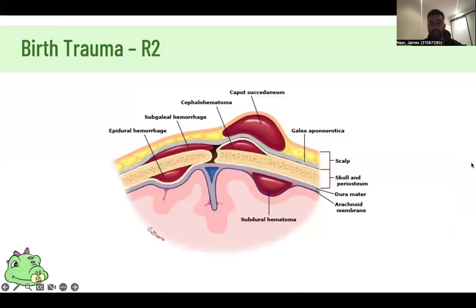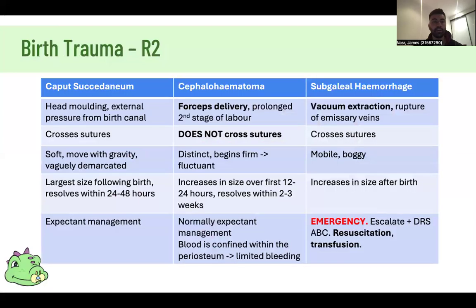Cool. The last thing to talk about is birth trauma. So I think having a look at this slide and trying to understand where each of the bleeds occur could be quite helpful, just because it will give you some info about which ones are more serious and which ones aren't. So the main three to differentiate between are caput, cephalohematoma, and subgaleal hemorrhage. And they're listed essentially in order of severity here.